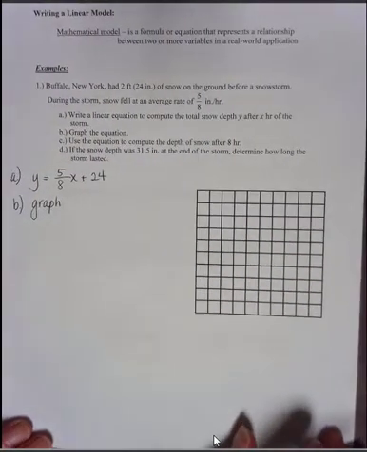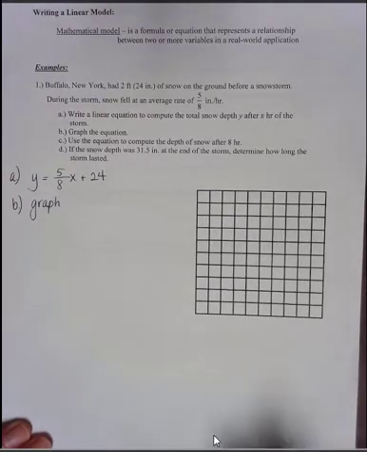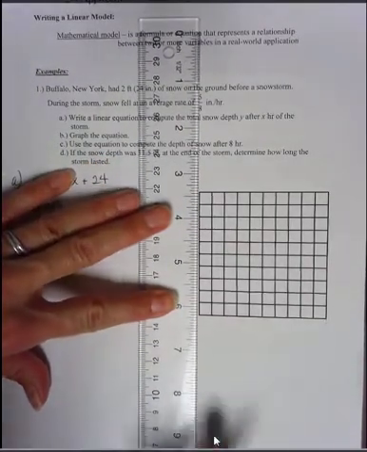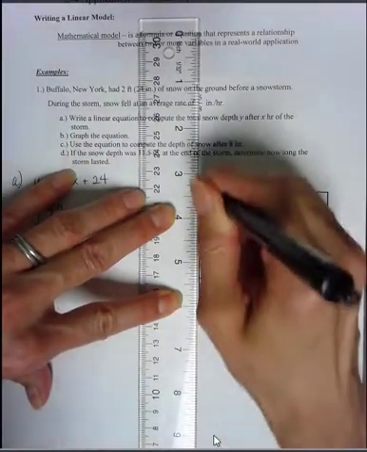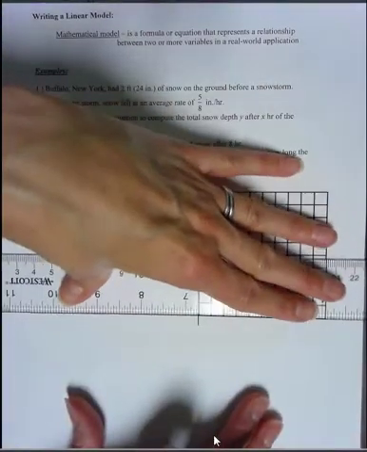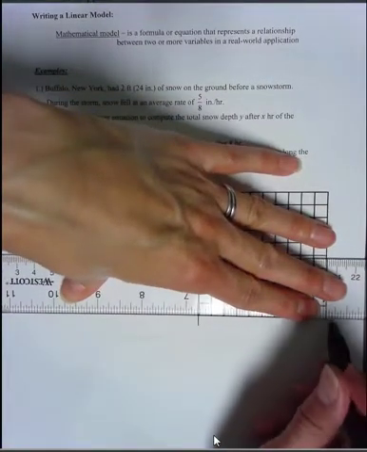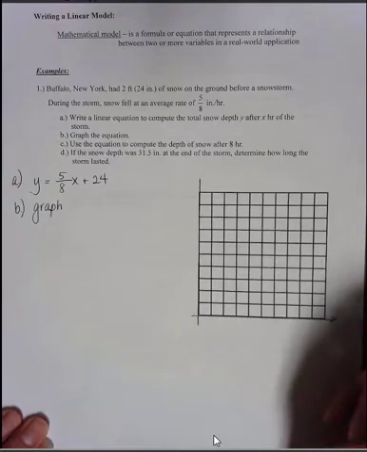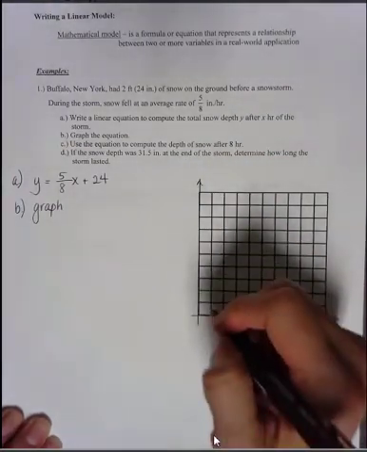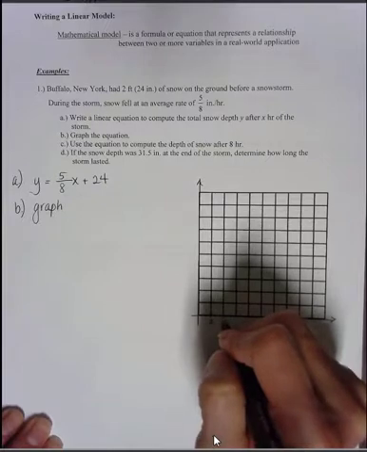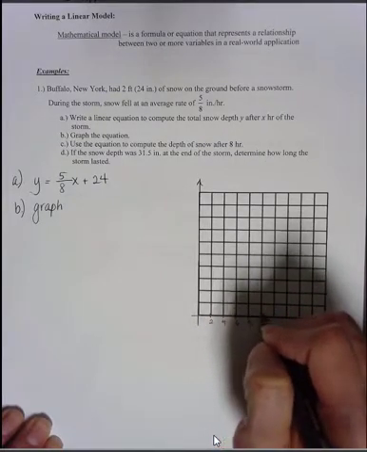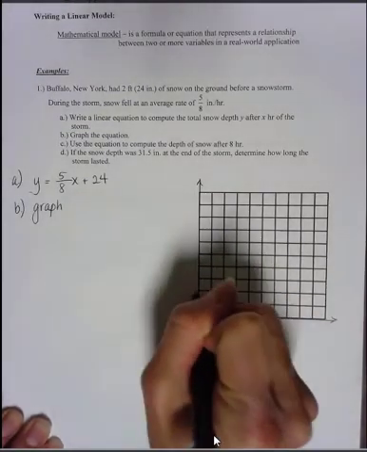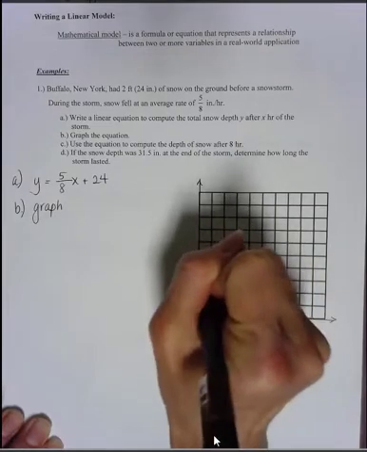In this particular case, we don't need any negative values, so we're going to just offset our axes here. And we'll label them according to what information we have. I'm going to count by 2s, and on this side I'm going to go by 4s so that I can fit what I need to on here.